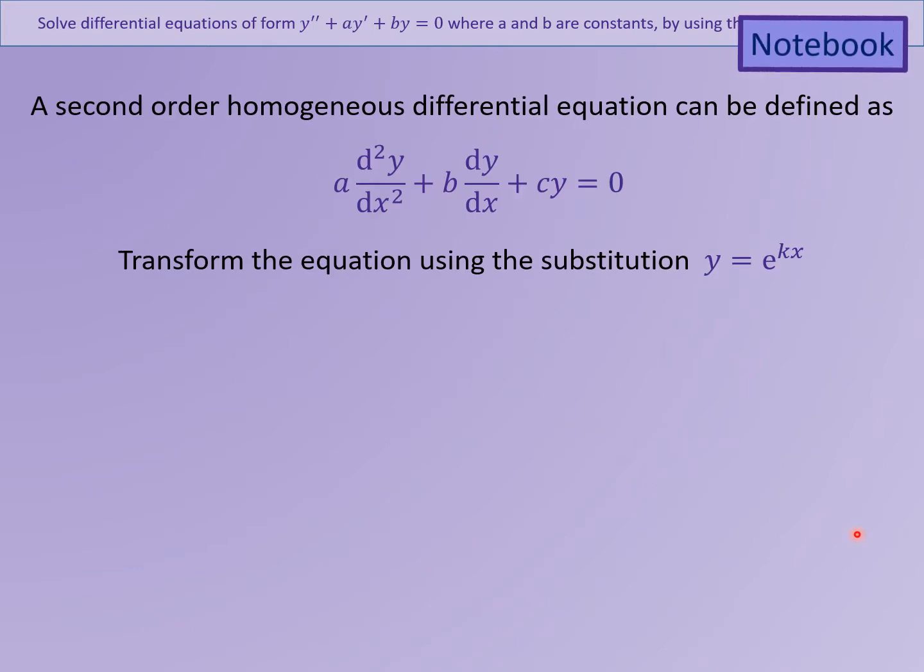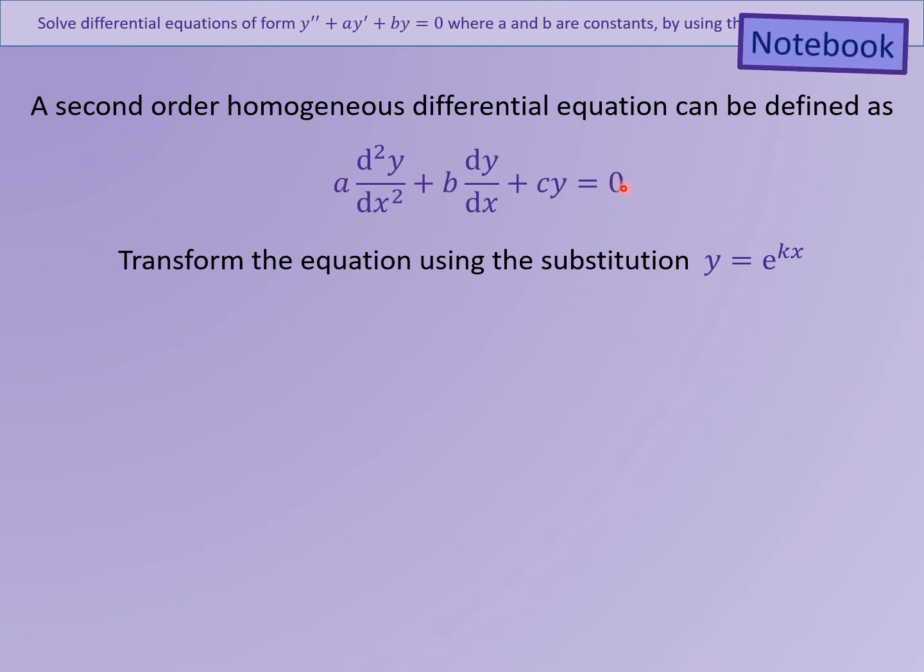Okay, so we've spent some time looking at first order differential equations, but what we're going to move on to is what we call second order differential equations. The reason why they're called second order differential equations is because it's got the second derivative in there. Now the ones we're looking at at the moment are called second order homogeneous differential equations, because as you can see, each of the terms has got a y value in it.